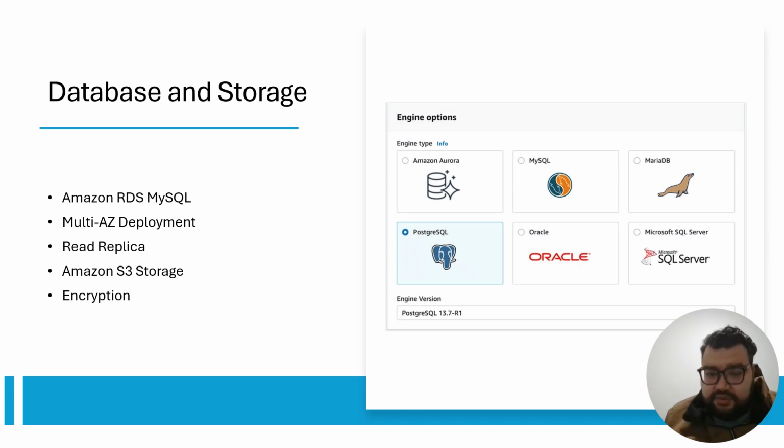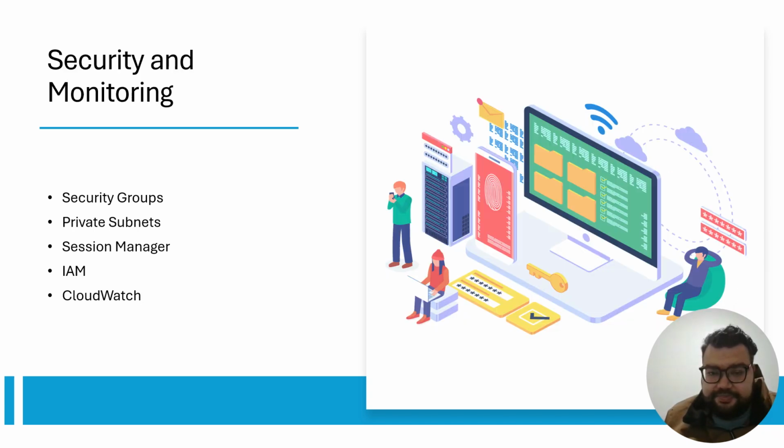Amazon RDS MySQL was configured as the database layer for the WordPress application. Multi-availability zone deployment was enabled to support automatic failover capability and improve high availability. A read replica was also configured to improve database read performance and scalability. Amazon S3 was configured for secure storage of WordPress media files with blocked public access and server-side encryption enabled.